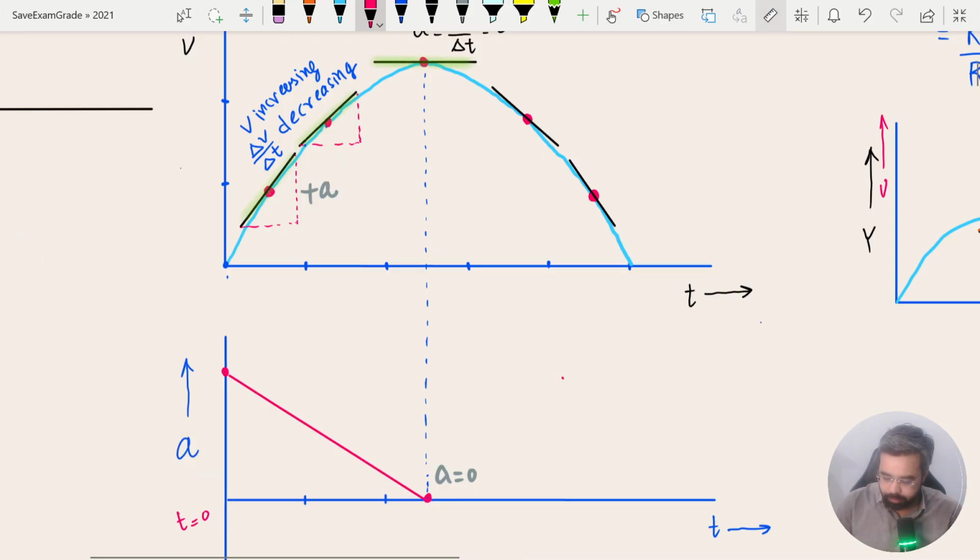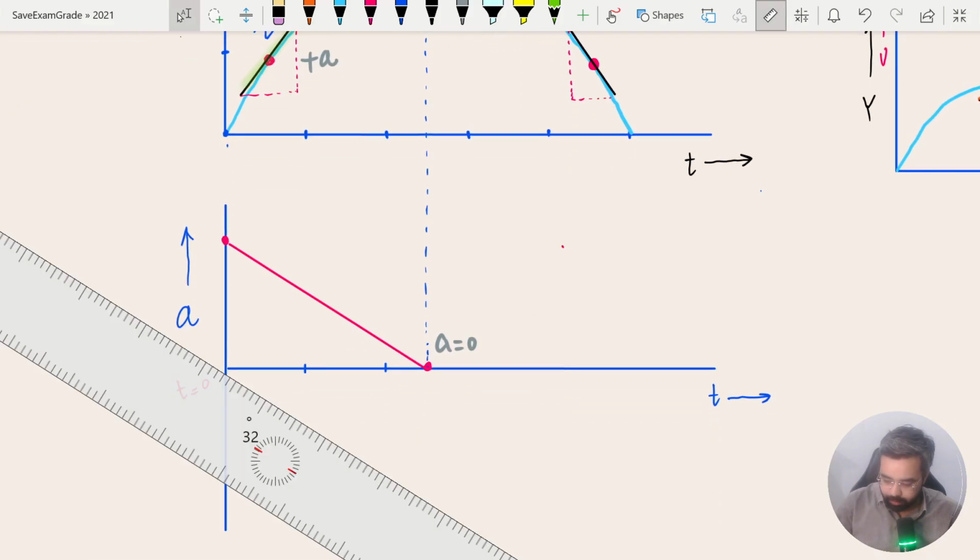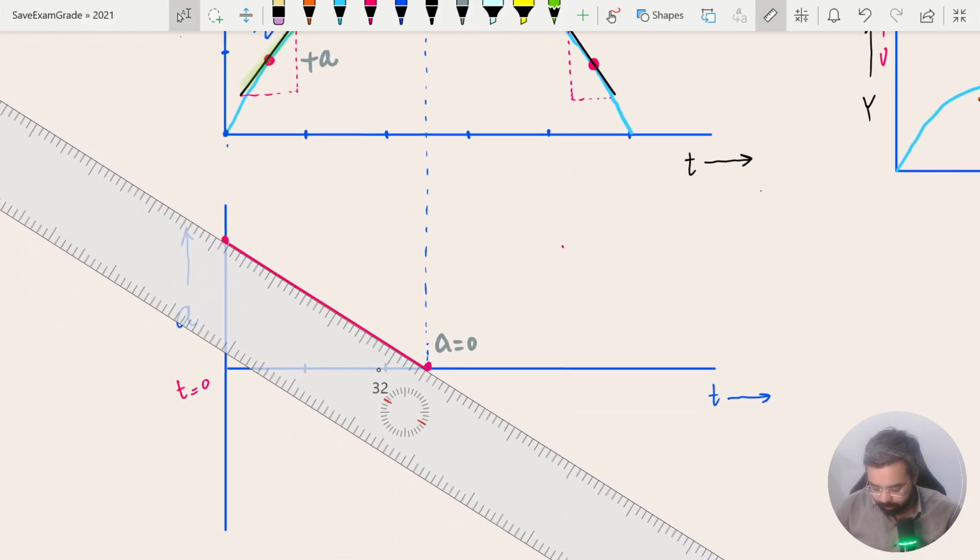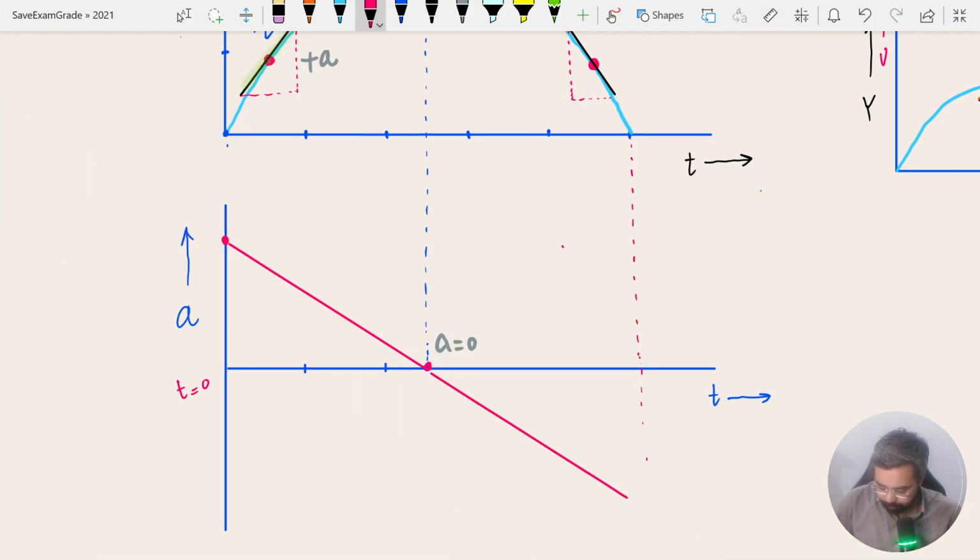Now look at this gradient. This gradient is giving us a negative acceleration. And this negative acceleration is increasing, which means that this line will keep going below the horizontal, and exactly at this time we will get the maximum acceleration like this, but this acceleration is negative.